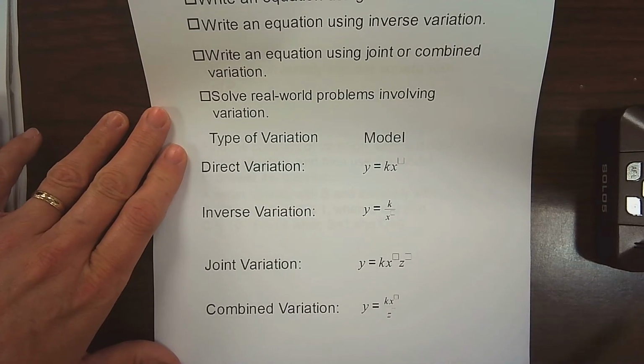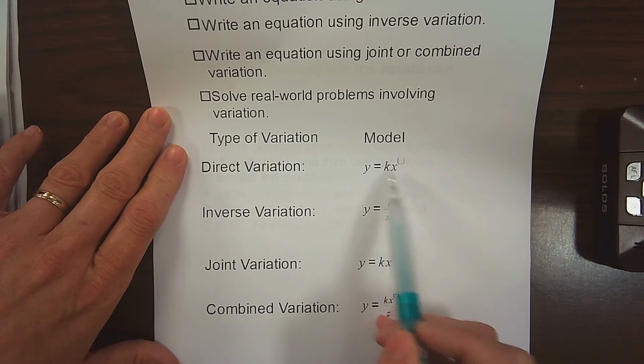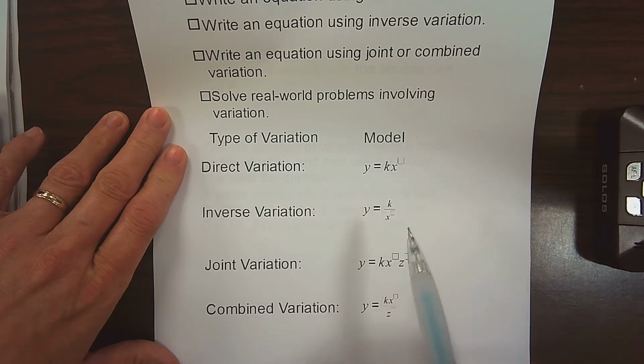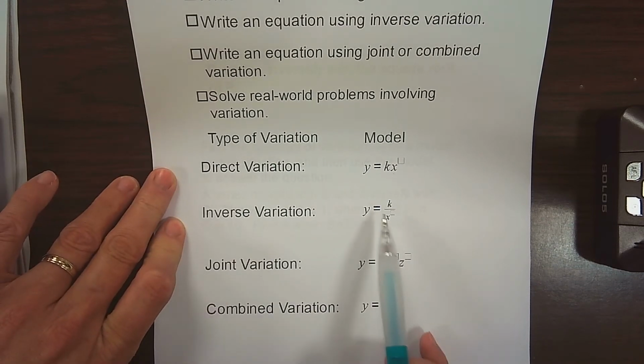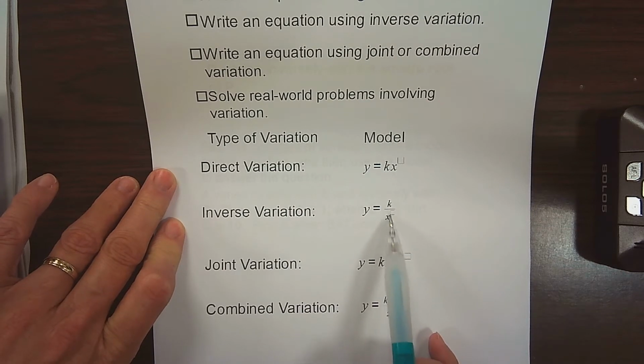Okay, direct variation says that y equals the constant times x, or x raised to some power. They call that direct variation. Inverse variation, y equals k divided by x, and again it could be to some power. Really, it could even be a fractional power, so you might see a root.